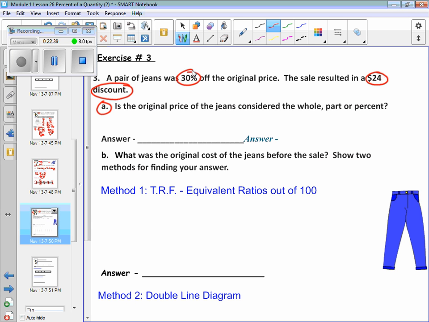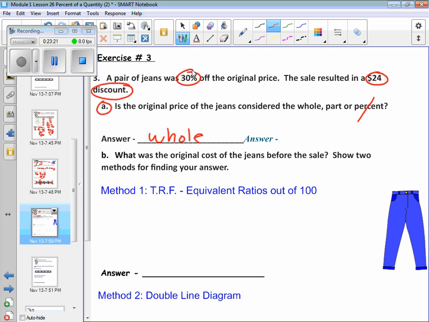Not percent. Because it will tell you if it's percent. It's the whole. Original price. That's the full amount of the price of those jeans. Mallory, if the question asks you, does the 30 represent whole, part, or percent, then you could say percent because it says 30% up there. Otherwise, it's whole or part, and in this case, it's whole because that's the full amount of what the jeans cost. Okay.